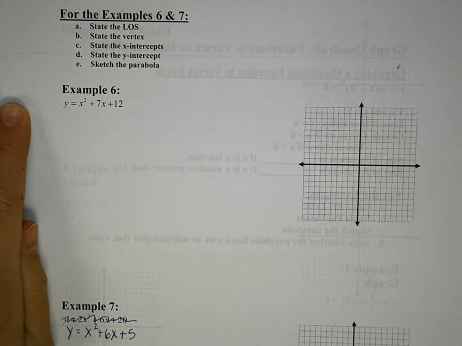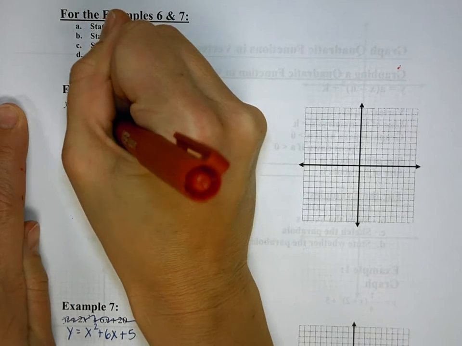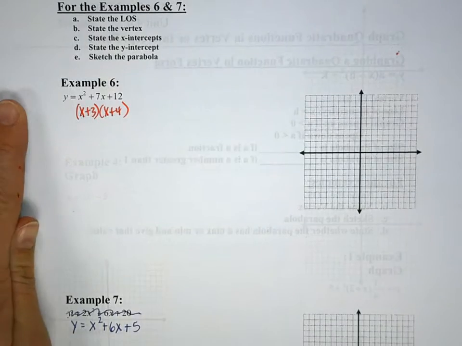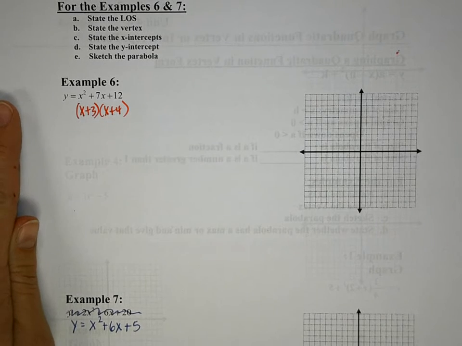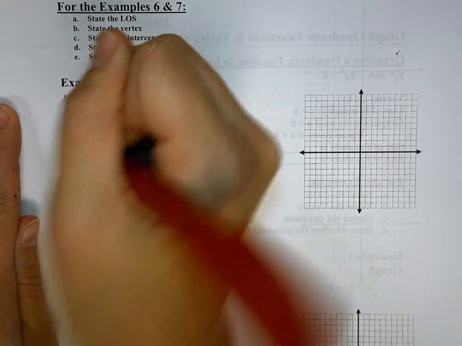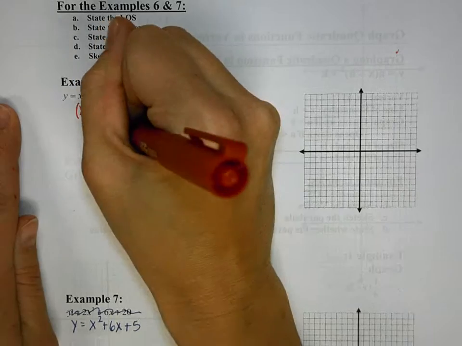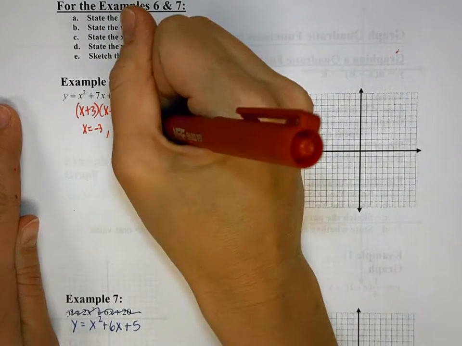How will this factor? Good. X plus 3 and x plus 4, because those multiply to be 12 and add to be 7. When we set these equal to 0, we end up getting x equals what? -3, and x equals -4.